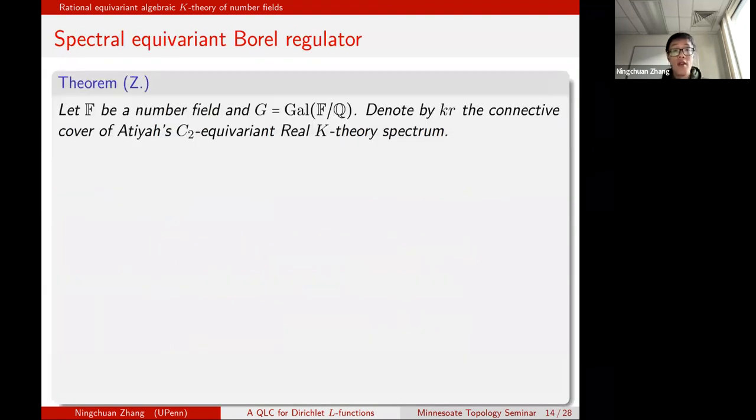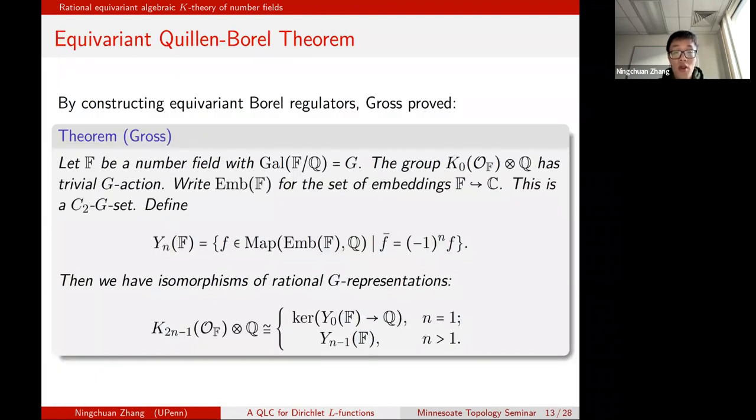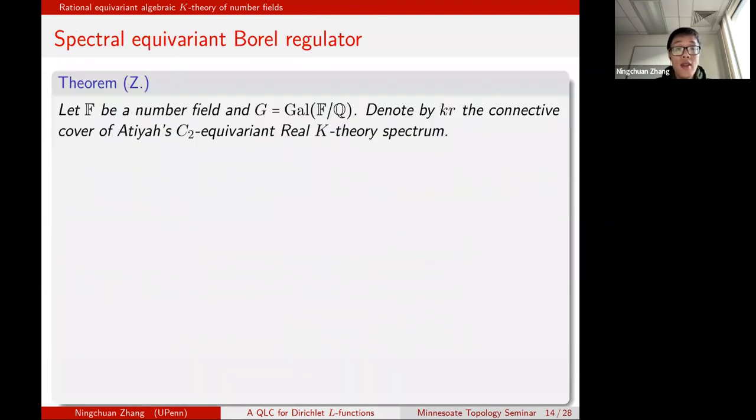So what I prove is the following. Basically, I lifted the construction by Gross to the spectral level. The same setup, and let KR be the connective cover of Atiyah's C_2-equivariant real K-theory spectrum. Here we'll have a C_2 action by complex conjugation. Sorry for the notation. I know some of you might want to write K with blackboard-bold R, but you'll see in a moment that's probably worse than my notation at this point. So I apologize for that.